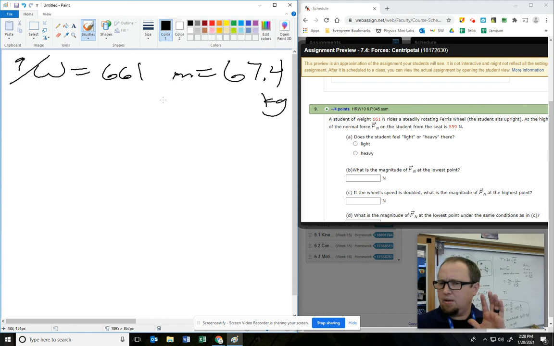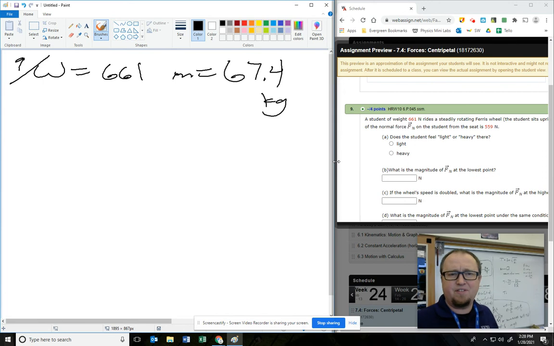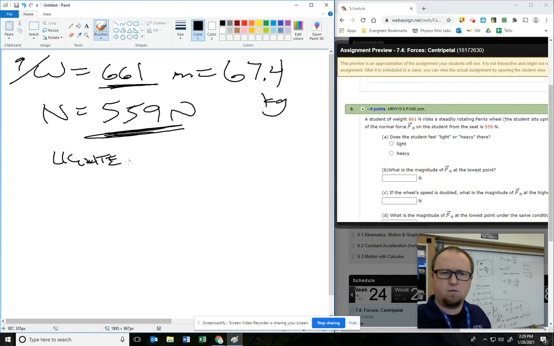So they gave me information at the beginning. At the high point, the magnitude of the normal force is 559. At the high point, does the student feel light or heavy? Well, watch this. When they normally stand on the bathroom scale, it says 661. The bathroom scale, when they're sitting on the ride, now says 559. They are lighter. Okay. What's the magnitude at the lowest point? Wow. So this thing is going to go to constant velocity.